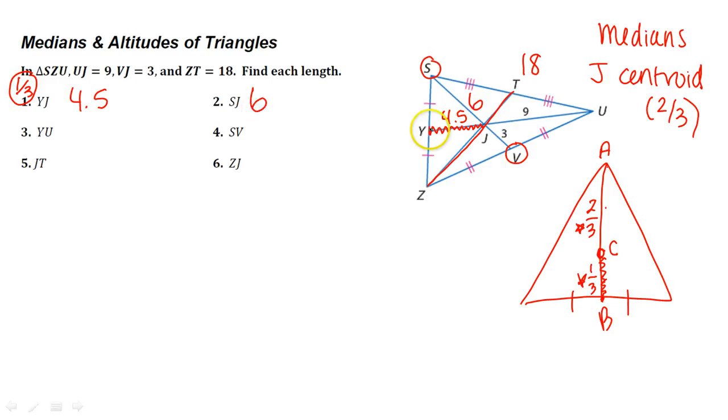YU would be 4.5 plus 9, which gives me 13.5. SV would be 6 plus 3, which is 9. JT is going to be 1/3 of 18. So 1/3 of 18 is 6. And then ZJ, if this segment is 6, we know that the 2/3 piece is twice as big. So that will make ZJ 12.